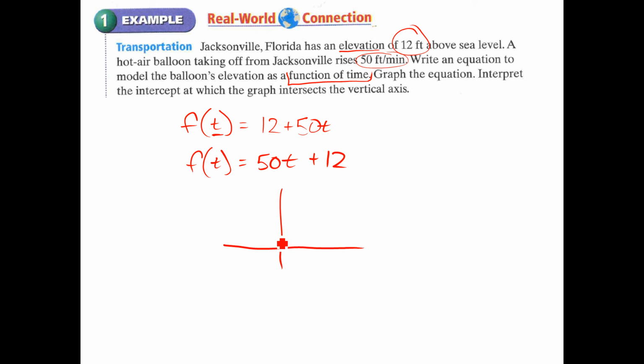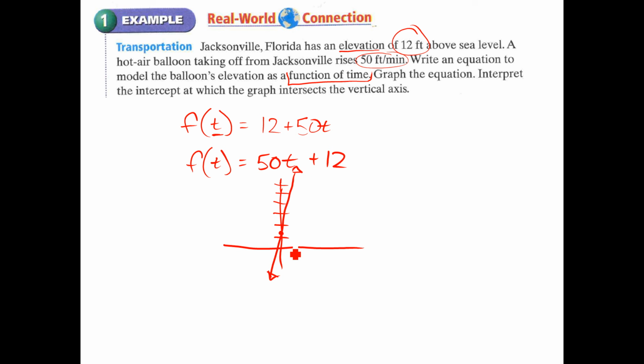So now we can graph this equation. We would have an intercept of 12. I'm going to count by 10, so 12 would be right about there. And we're going to go up 50: 10, 20, 30, 40, 50, and over 1. We would connect those, and we'd have the graph of our line.